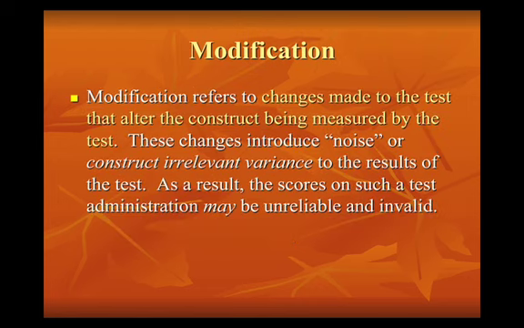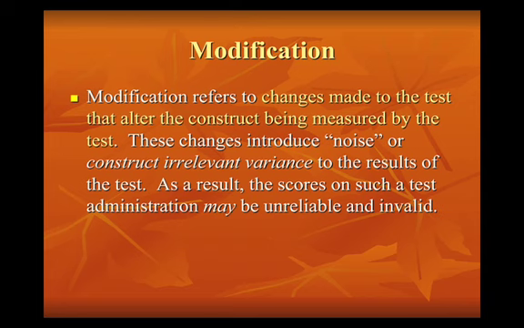A modification, on the other hand, refers to changes made to the test that alter the construct being measured by the test. Okay, these changes now introduce noise or construct-irrelevant variance into the results of our test. So as a result, the scores on a test that has been modified may be unreliable, they may be invalid, but they're certainly not comparable to everyone else's test results.